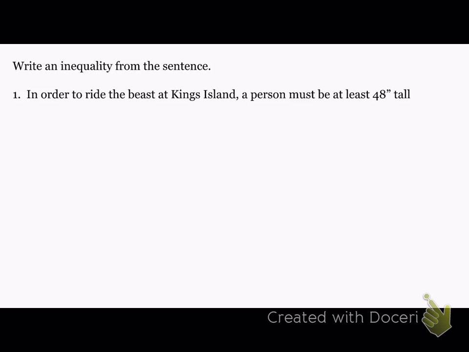In order to ride the Beast at Kings Island, a person must be at least 48 inches tall. Raise your hand if you can tell me what inequality we would write for this. You get to pick your own variable. Ned, what do you think? K is greater than 48 inches, is what he says. Everybody agree? Greater than or equal to, Liz says. If I go to Kings Island, I'm exactly 48 inches tall. Can I get on the Beast? Yeah. Whatever variable you wish. I used h because I'm talking height. H is greater than or equal to 48. The key words that you should see? At least.